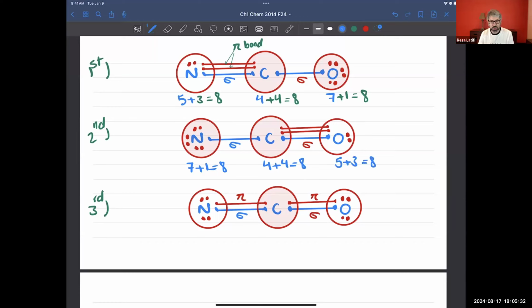For nitrogen, I see 6 electrons and made 2 bonds. It will be 8. Carbon, 4 plus 4, 8. And this oxygen, it will be 6 plus 2, 8. So all of them are octets. Next, we're going to check the formal charges.